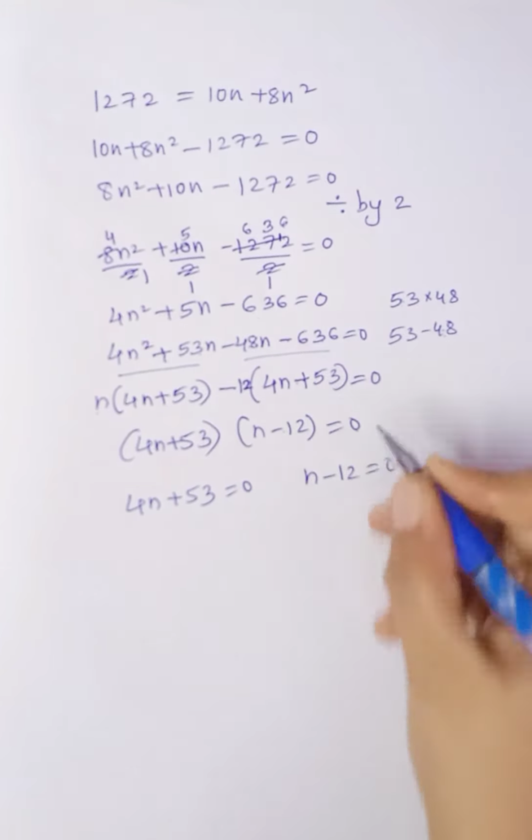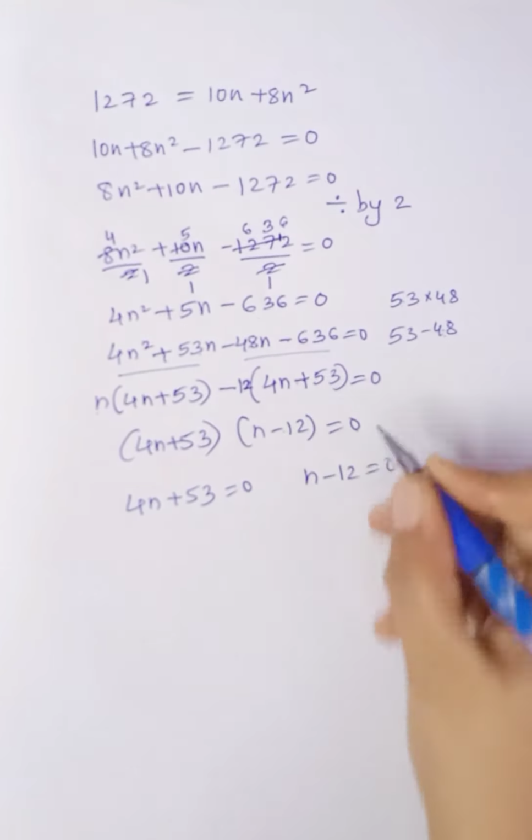So 4n, keep it as it is. This 53 is shifted here. It is positive. When you are shifting to the other side, it will become negative. Now what is the value of n? n, keep it here. Minus 53. Now this 4 will go in the denominator. So what is the value of n here? It is minus 53 by 4.